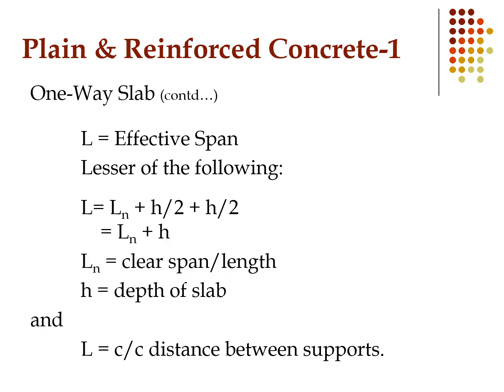Effective span is basically the distance from the center of the support to the center of the support. So let's say we have Ln, which is basically the clear span length, and we will add h by 2 on one side and h by 2 on the other side. So total effective span will be clear span plus the thickness of the slab, and that is basically the distance from the center of one support to the center of the other support.